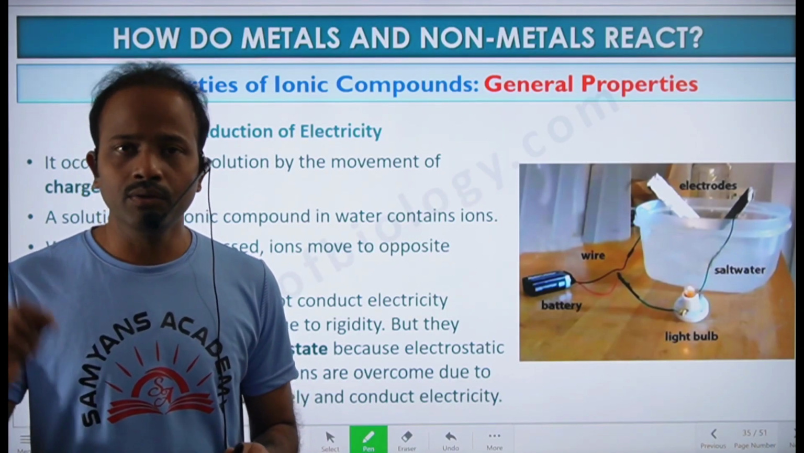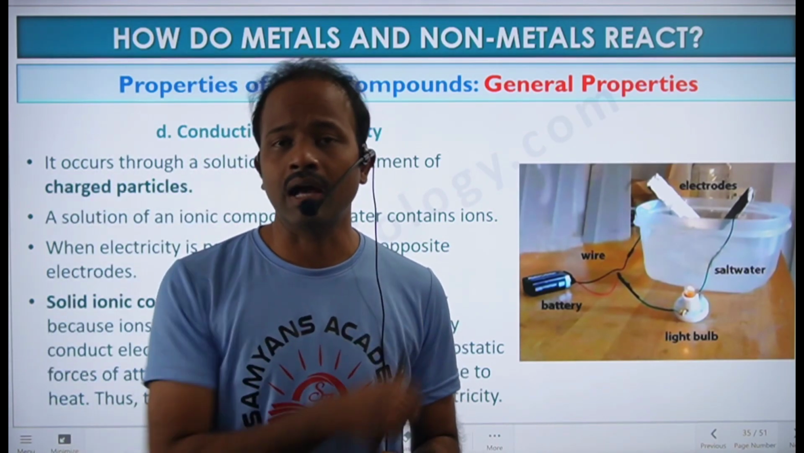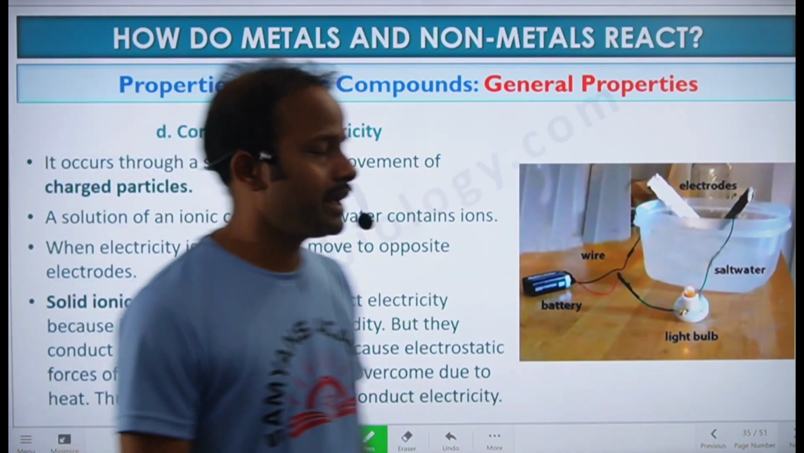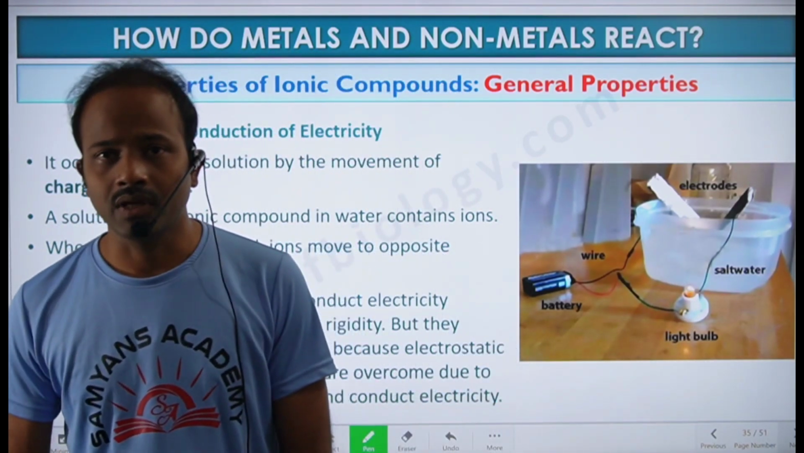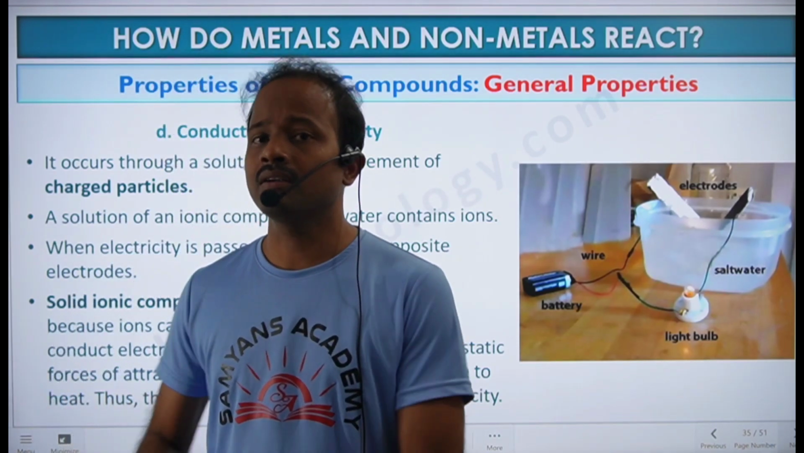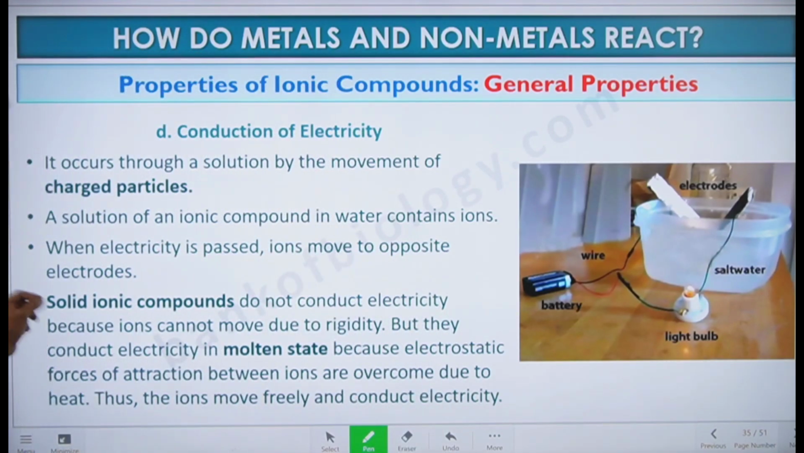Due to this formation of charges, electricity passes through the ions and the circuit is closed, and the bulb glows. So this indicates that ionic compounds in solution state allow electricity through them, which means they conduct electricity in solution form. Right, let us move on to the next one.